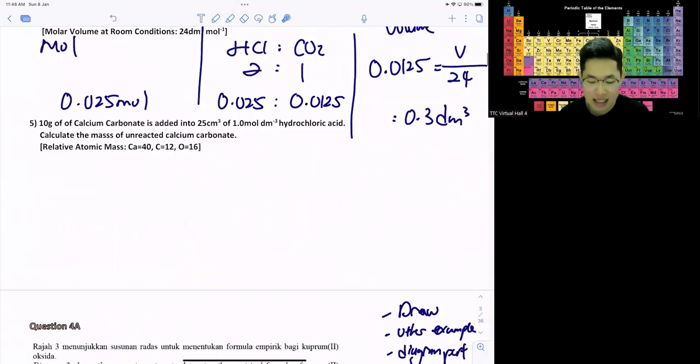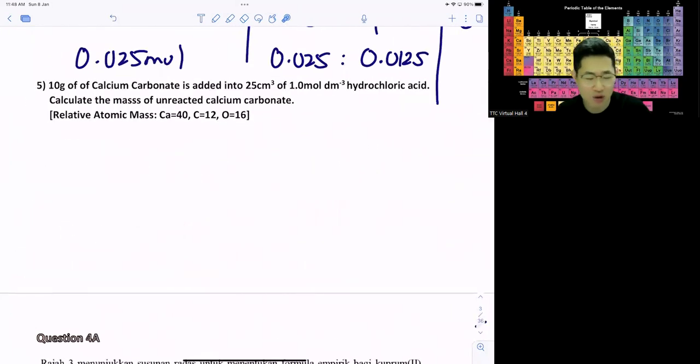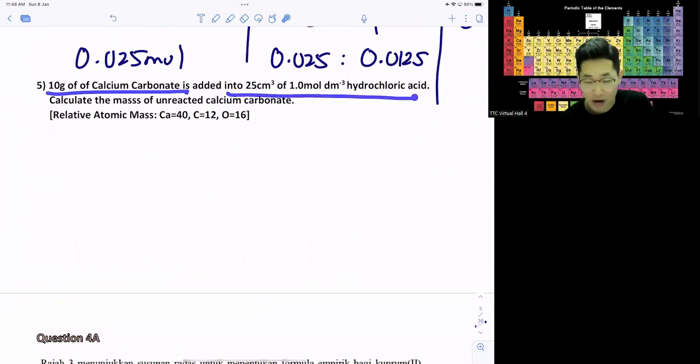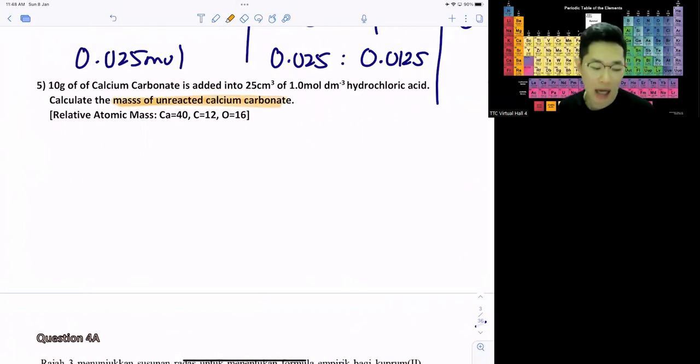Okay, then lastly, this is a special type of question. I don't know whether they ask you this way or not. It is 10 grams of calcium carbonate added into hydrochloric acid. Find the mass of unreacted calcium carbonate. 就是要你找出还没有用到的多余的 calcium carbonate.